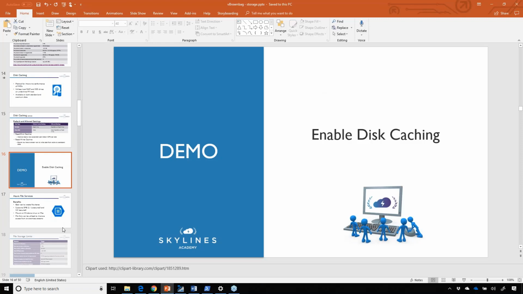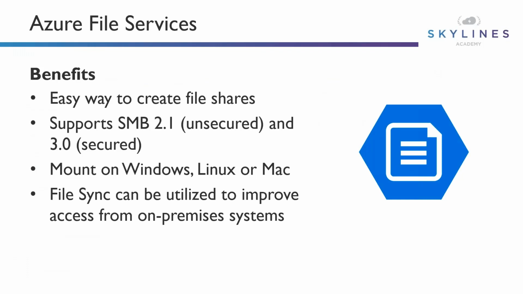So with that, that's cache in there. I'll mention a few of the other services here, just as they relate to VMs. They come up every time I talk about blob, and every time I talk about VMs. But there are Azure file services as well. These are just an easy way to create file shares. They support SMB 2.1 and SMB 3.0, which is secured. You can mount them on Windows, Linux, or Mac.